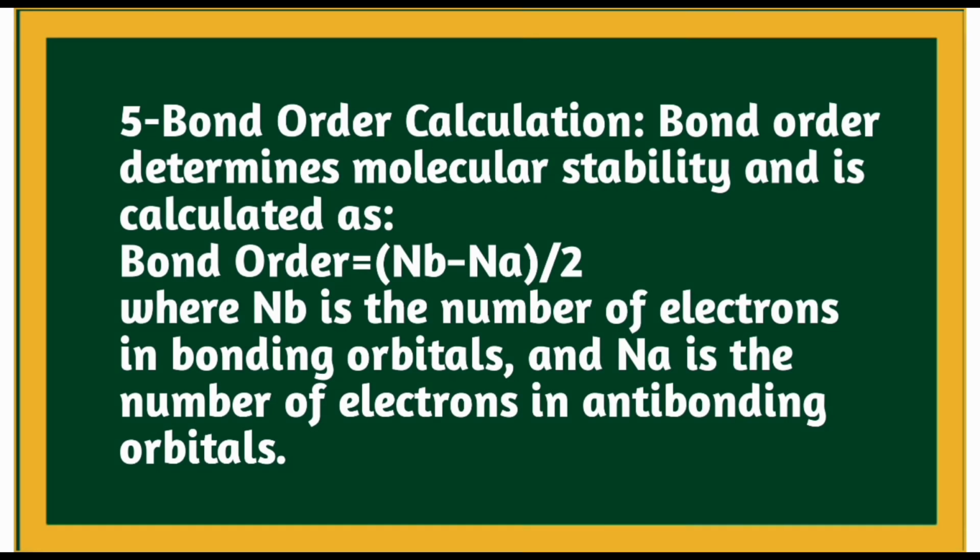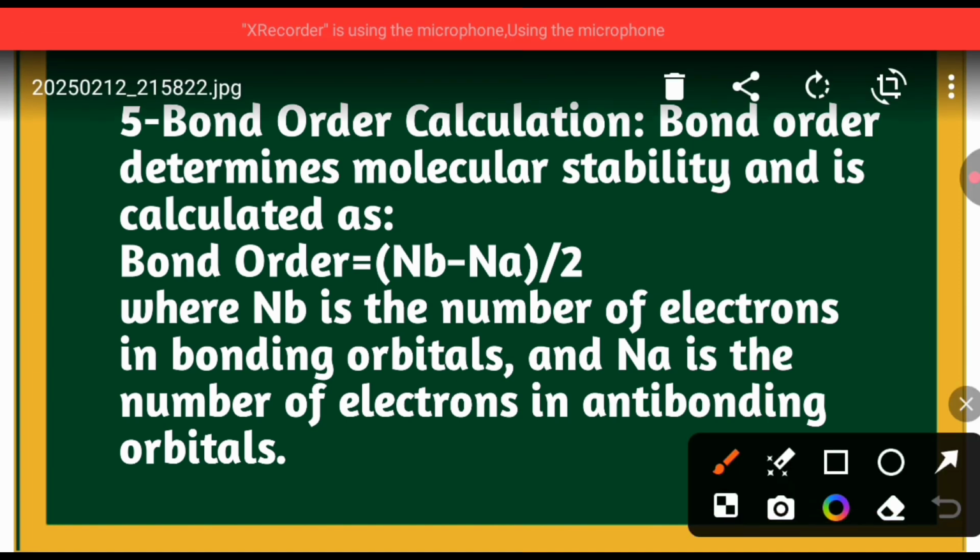Next, postulate number 5, bond order calculation. Bond order determines molecular stability and is calculated as: bond order is equal to the number of electrons in the bonding molecular orbital minus the number of electrons in the anti-bonding molecular orbital, divided by 2, where Nb is the number of electrons in bonding orbitals and Na is the number of electrons in anti-bonding orbitals.